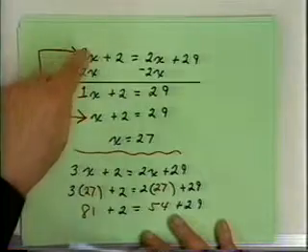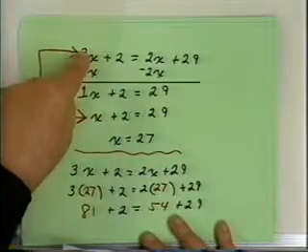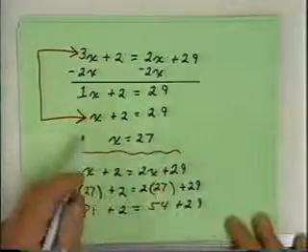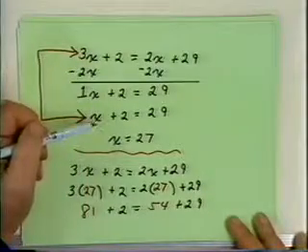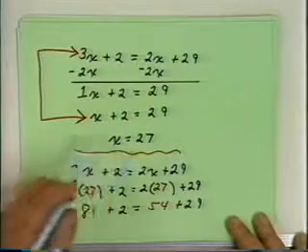More importantly, any solution to this equation will be a solution of this equation and vice versa. The thing is that once we're down to this step over here, we have reduced an unfamiliar problem to a more familiar problem. How do we solve this problem? Just subtract 2 from both sides.